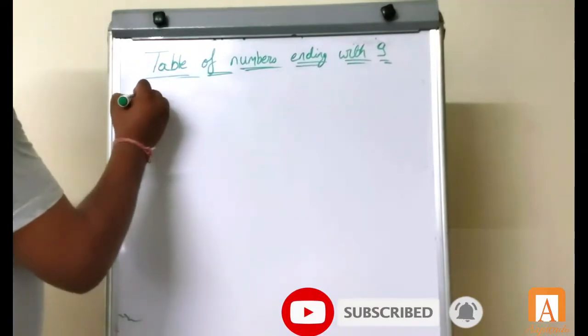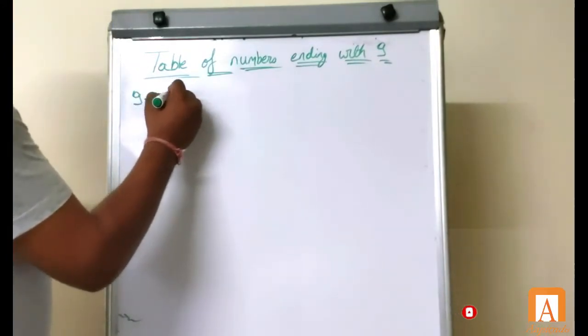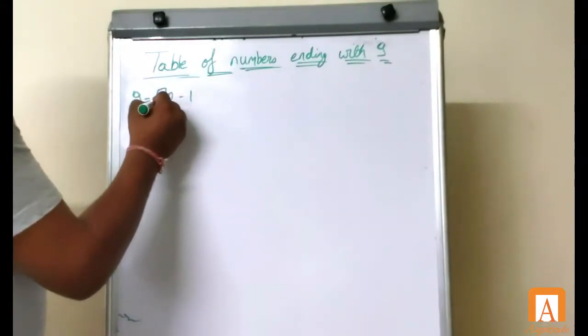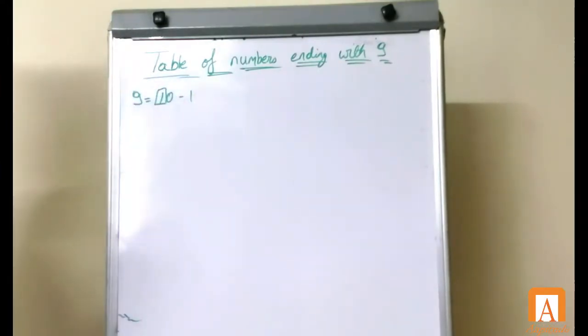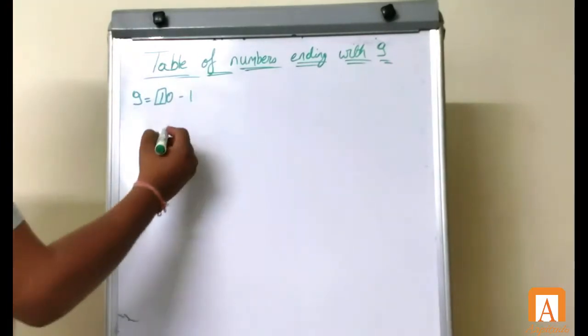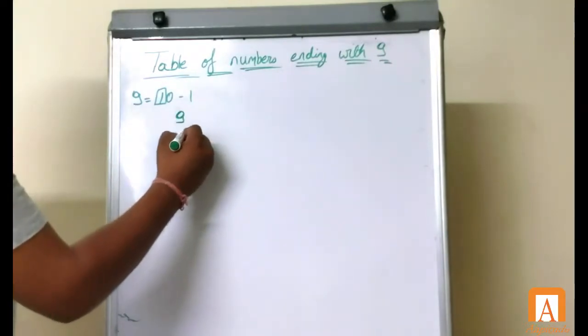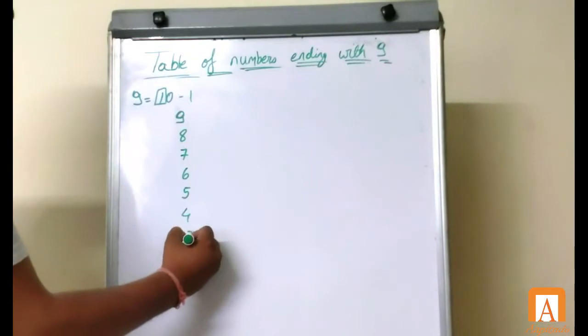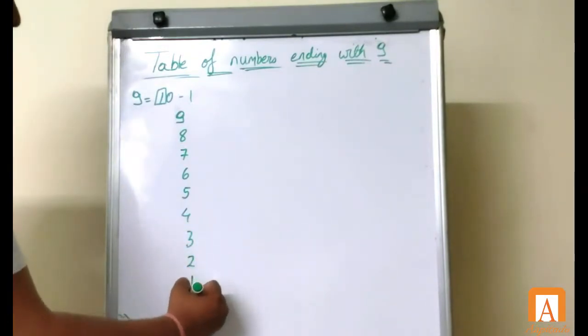So, we can write 9 is equal to 10 minus 1. This 1 is the tens digit which we will be using in our trick. In step 1 we have to write from 9 to 0 in descending order. So just write 9, 8, 7, 6, 5, 4, 3, 2, 1 and 0.